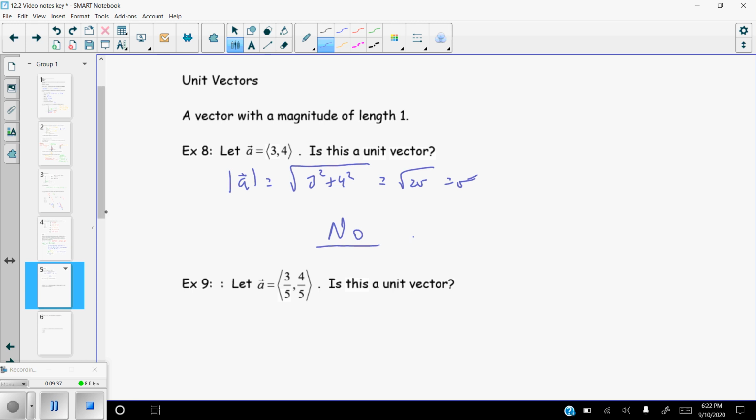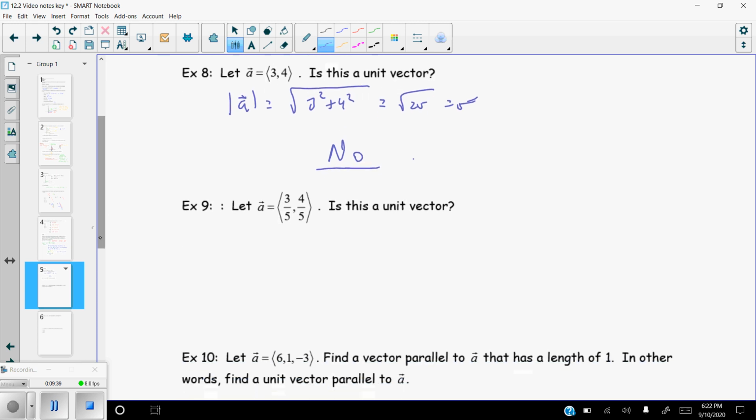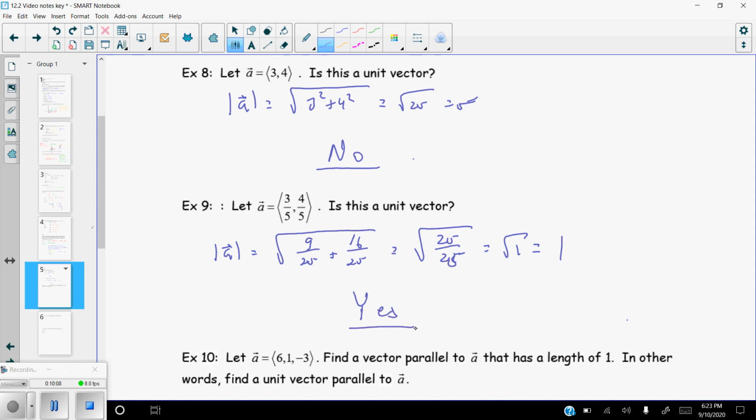Let's look at the vector in example 9. Let's take the magnitude of A. Well, we're going to take the square root. 3/5 squared is 9 over 25. 4/5 squared is 16 over 25. Adding those two things together, we get the square root of 25/25. And of course, 25 over 25 is 1, so we get the square root of 1, which is 1. So of course, this one is a unit vector. It has a magnitude of 1.